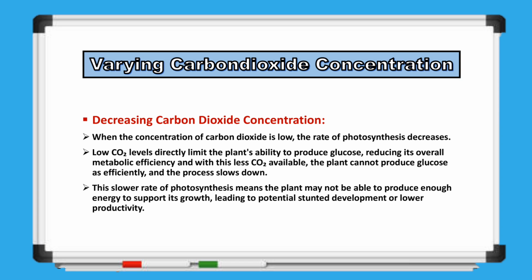Well, when there's less carbon dioxide available, the rate of photosynthesis decreases. Because carbon dioxide is one of the essential raw materials in the process. With low carbon dioxide, the plant doesn't have enough material to produce glucose efficiently, so the whole process slows down. As a result, the plant might struggle to generate enough energy for its normal growth and functions. Over time, this can lead to stunted growth or reduced productivity, especially if the low carbon dioxide levels continue.